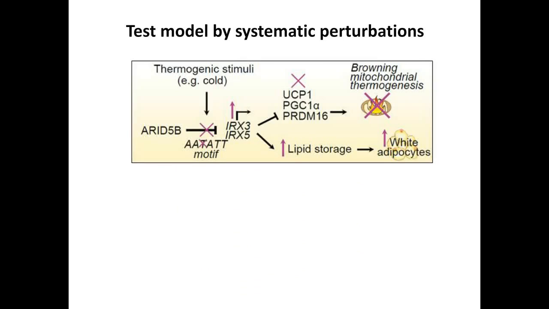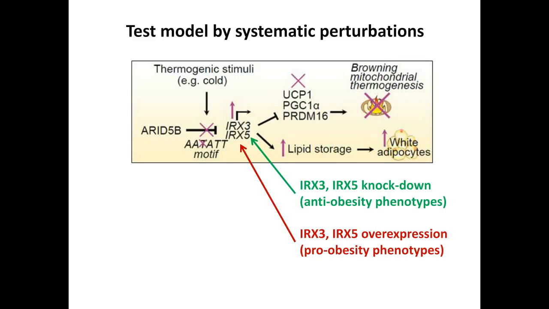So the model is very simple. It basically says that the ARID5B repressor is in fact no longer able to repress the corresponding enhancer in pre-adipocytes, leading to an increase in IRX3 and IRX5 expression, and shutting off thermogenesis and turning on fat storage.